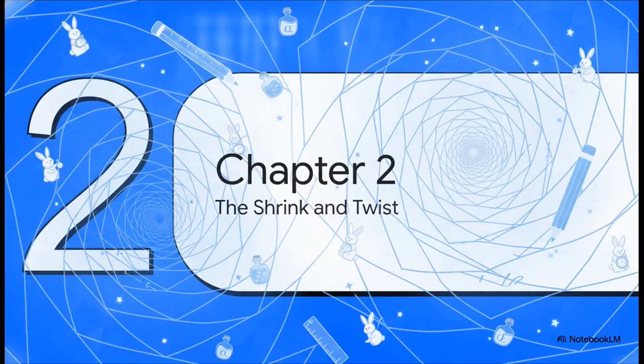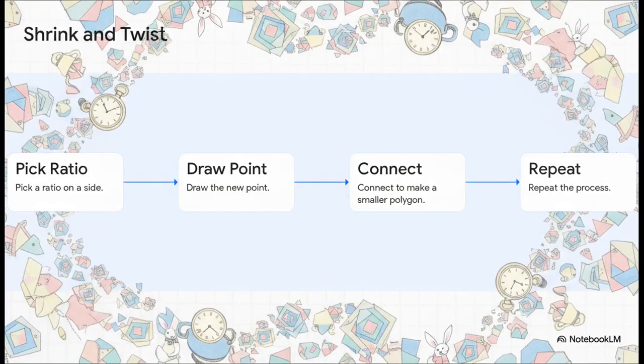Chapter 2. The Shrink and Twist. Okay, let's dive into this. How are we actually making these vortex illusions? What is the actual mechanical rule that acts as our magical shrinking potion? It turns out you don't even need a computer to do this. Let's walk through the steps nice and slow.